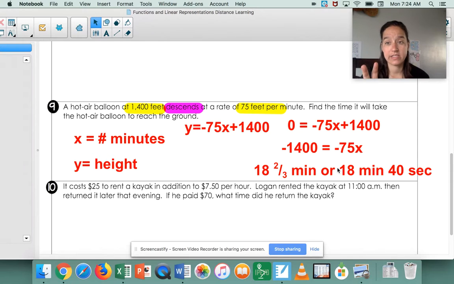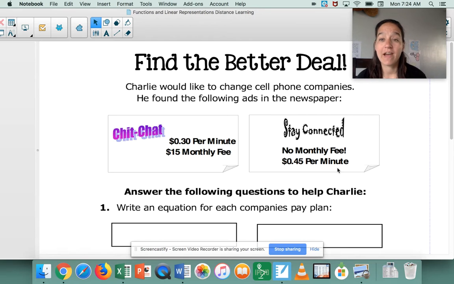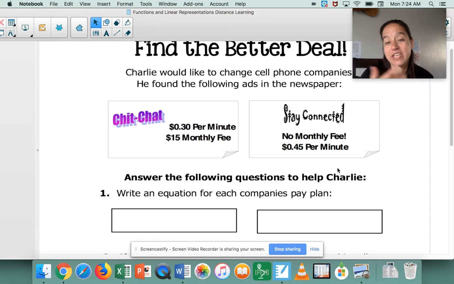So we're going to take this and apply it again. Today we're going to find the better deal. You know me, Mrs. Schultz loves a good deal. I love a good coupon. Anytime I can find a way to save money or get the best option, I do. So this is one of those, and this is how I can use slope intercept form in real life to figure out the better deal. It actually does happen.